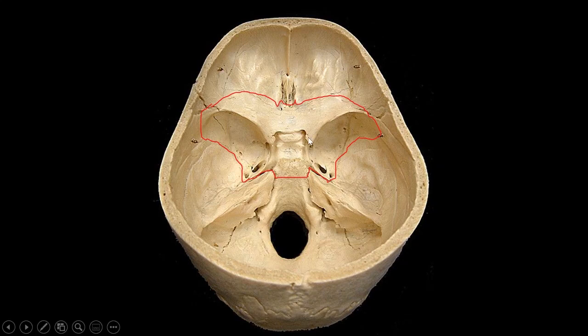The sphenoid bone consists of the lesser wing, which includes the anterior clinoid processes, the greater wing of the sphenoid, which includes foramen ovale and spinosum, and the body of the sphenoid, which helps to form the floor of the sella turcica and houses the sphenoid sinuses.